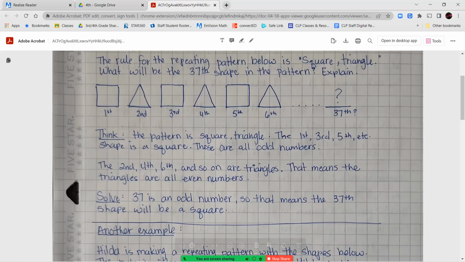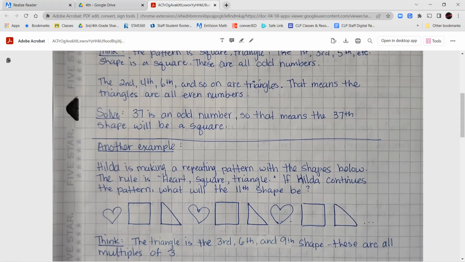If the pattern is square, triangle, that means the first, third, fifth, and so on shapes are squares. Those are all odd numbers. The second, fourth, sixth, and so on are all triangles, and those are all even numbers. So 37, I already know, is an odd number. Now, since I'm only working with 2 shapes in this pattern, I can immediately decide that since 37 is an odd number, it's going to be one of the shapes that's in the odd number spots. The shapes that are in the odd number spots are my squares. All right, let's take a look at another example that has more shapes.